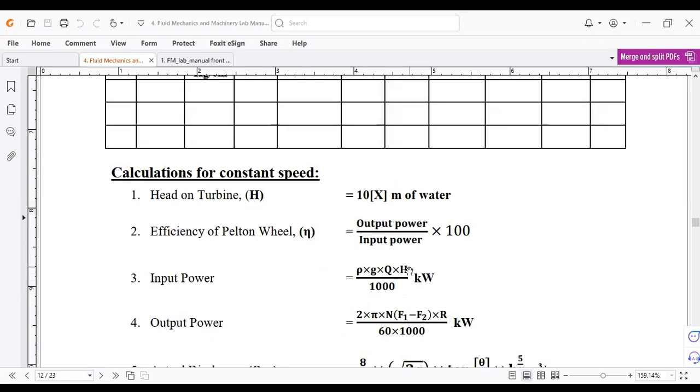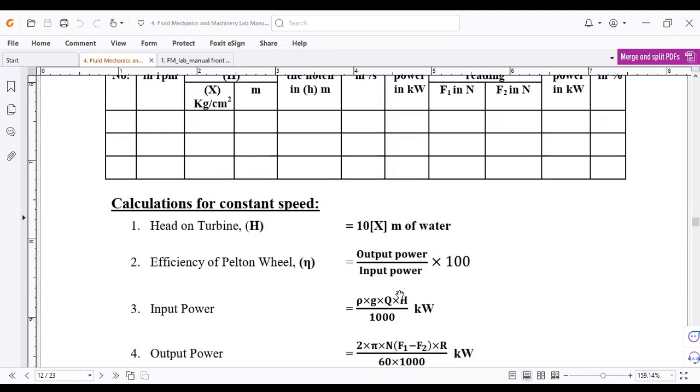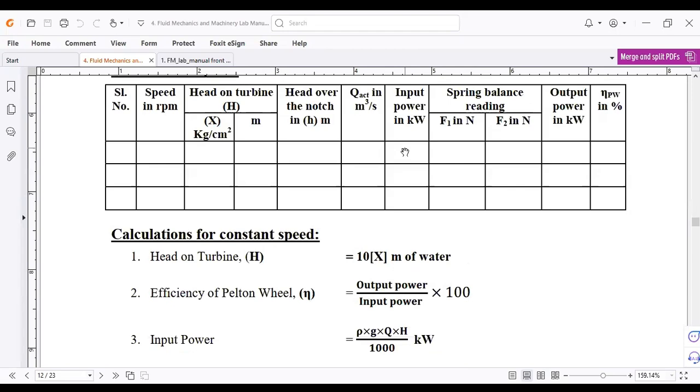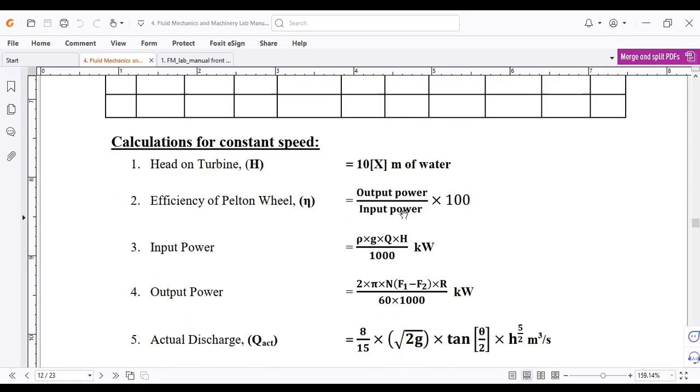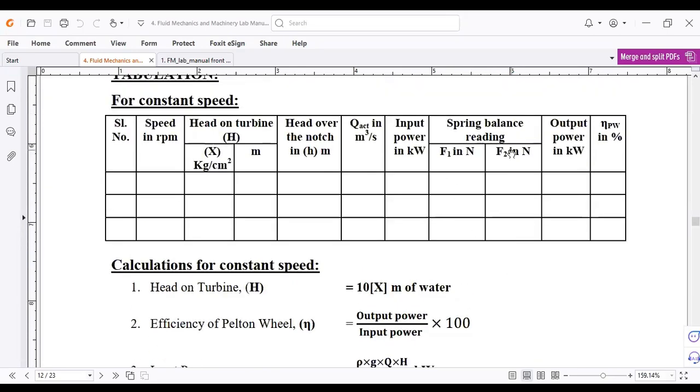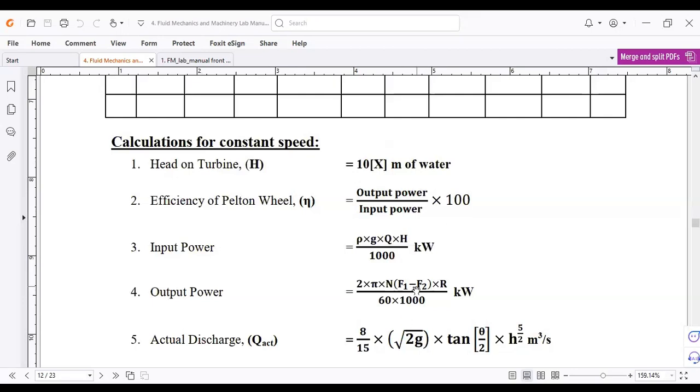H is the head over the turbine. We have to substitute the values, divide by 1000, and we get it in kilowatts. That value will be kept here. And from the spring balance, the load on the turbine can be taken, that is the brake drum reading. F1 and F2 you have to take. That should be in Newton. The value taken is in kg, so you have to multiply by 9.81 to convert it to Newton. Then we have to take the difference.